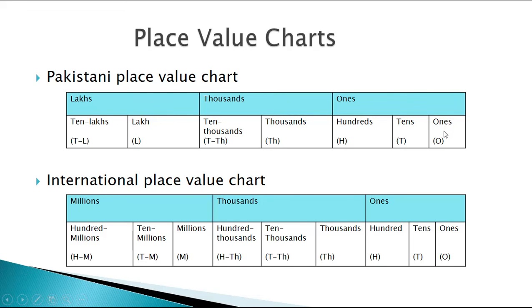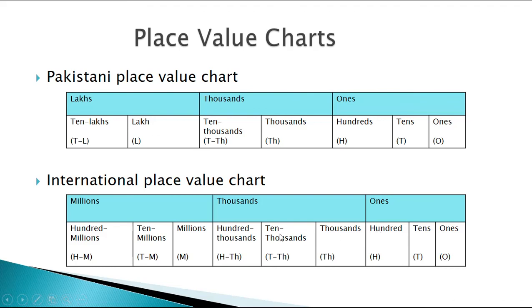And in these there are more sub places: ones, tens, hundreds, thousands, 10,000s, lakh and 10 lakh. Ones we denote by O, tens by T, hundreds by H, thousand by TH, 10,000 by T dash TH, lakhs by L and 10 lakh by TL.